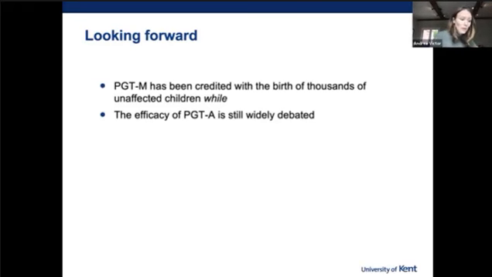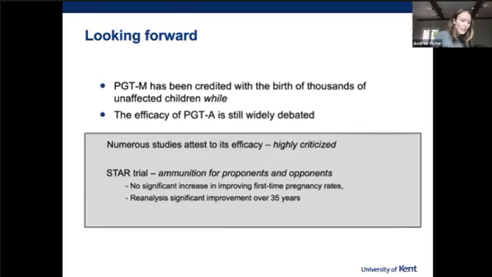One being PGT-M, so preimplantation genetic testing for heritable diseases or monogenic disorders, has been credited with the birth of thousands of unaffected children, and rightly so. But its benefits are really tangibly measurable. And then, of course, in walks PGT-A. So there's a good number of studies that attest to its efficacy. There's retrospective analysis, RCTs, non-selection trials, you name it, all of which attract criticism for something. So sample size, study design, interpretation.